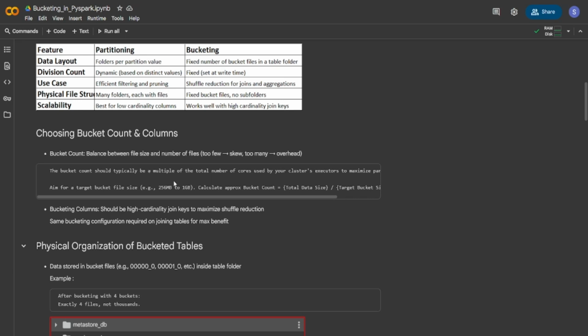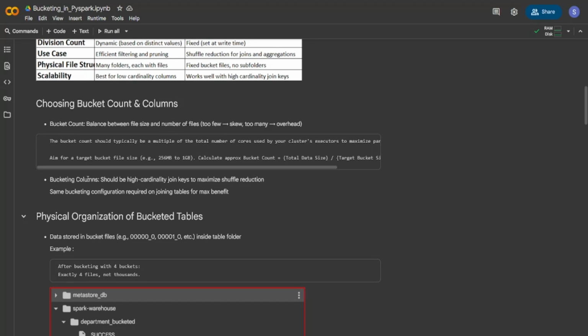So the practical guide is the bucket count should typically be a multiple of the total number of cores used by the cluster executors to maximize processing, or aim for a target bucket file size that may range from 256 MB to 1 GB. To calculate the approximate bucket count, divide the total data file size by the target bucket size. For joins, both tables must use the same bucket count for the bucket optimization to engage.